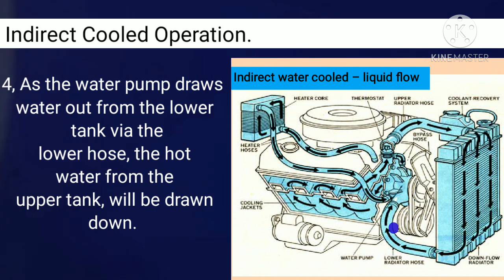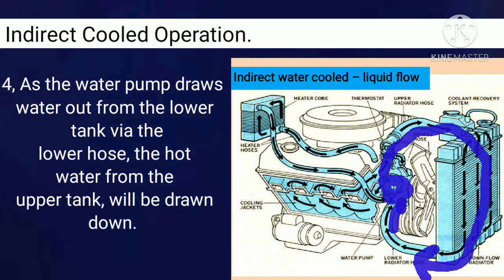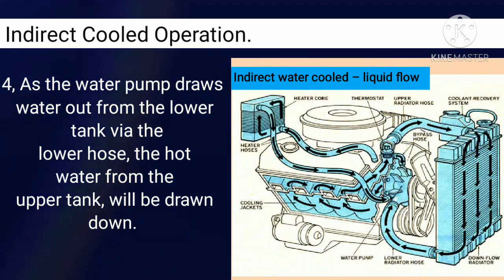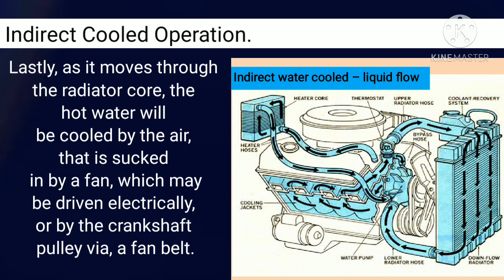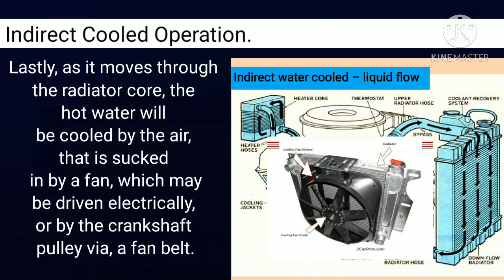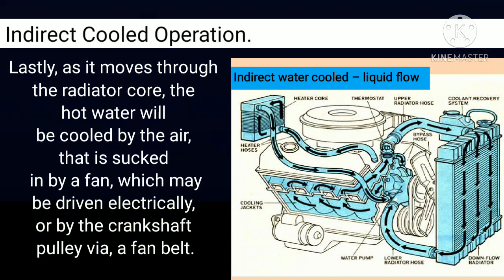4. As the water pump draws water out from the lower tank via the lower hose, the hot water from the upper tank will be drawn down. Lastly, as it moves through the radiator core, the hot water will be cooled by the air that is sucked in by a fan, which may be driven electrically, or by the crankshaft pulley via a fan belt.